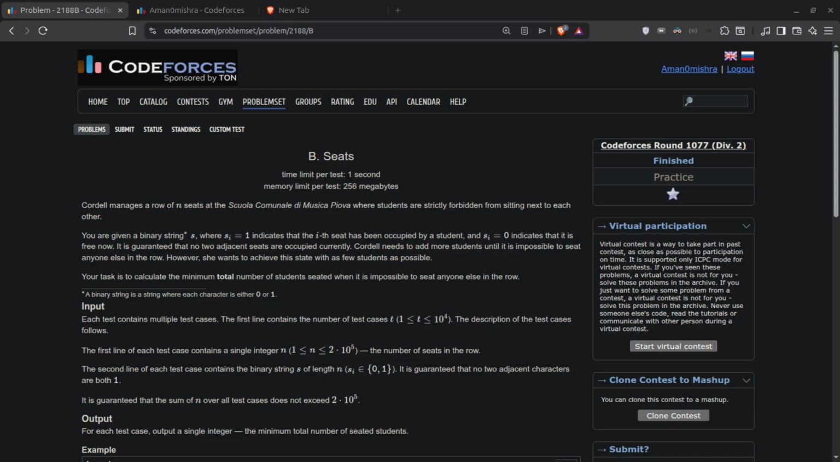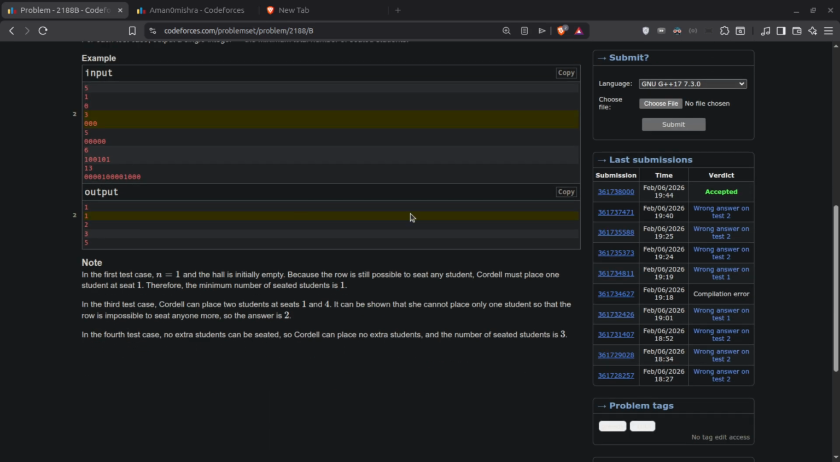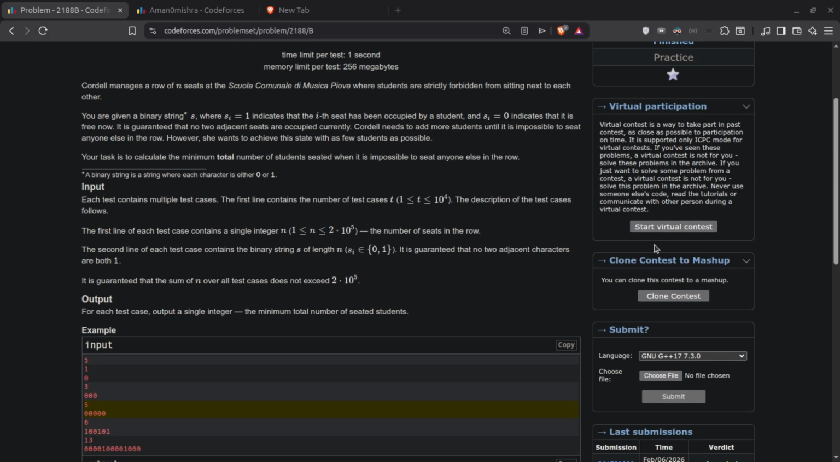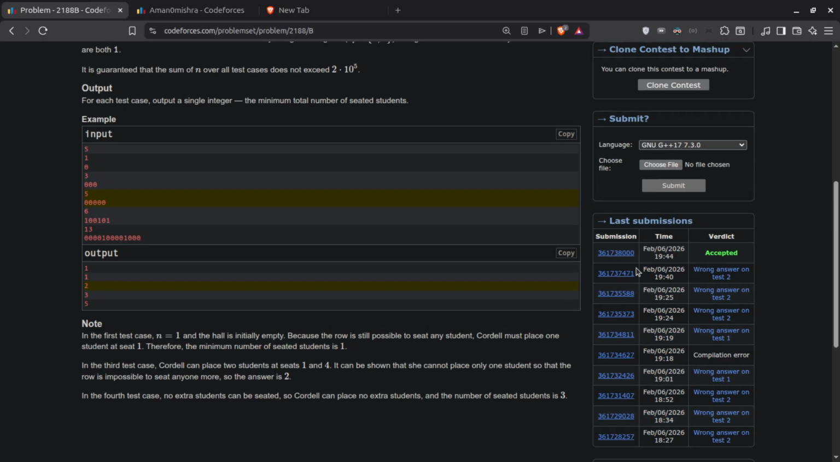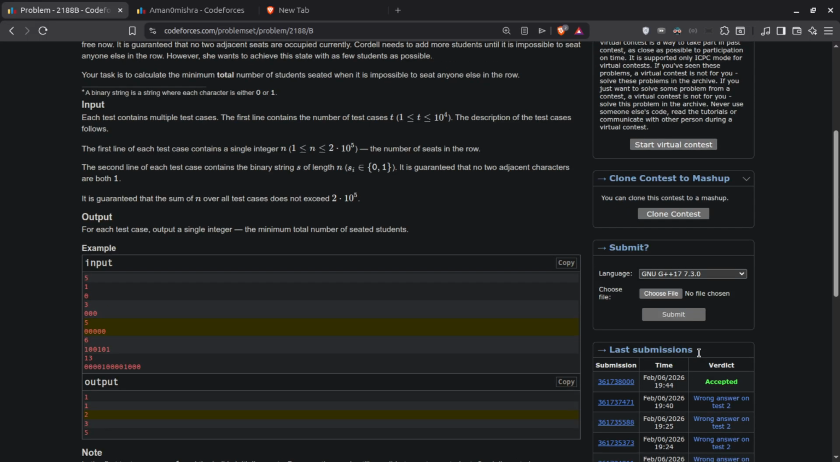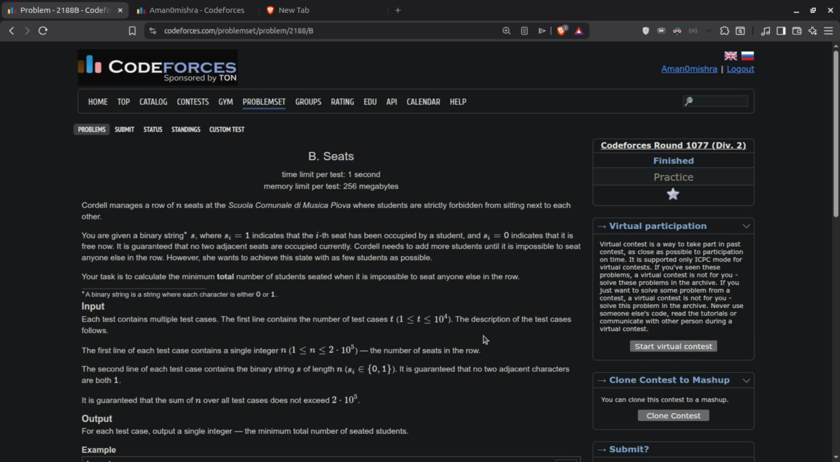Hi guys, the question we are going to do today is Seats of Codeforces. Its rating is around a thousand, I think. As you can see, I tried a lot of brute force, but I got a correct solution after a while. Okay, so how are we going to solve it?